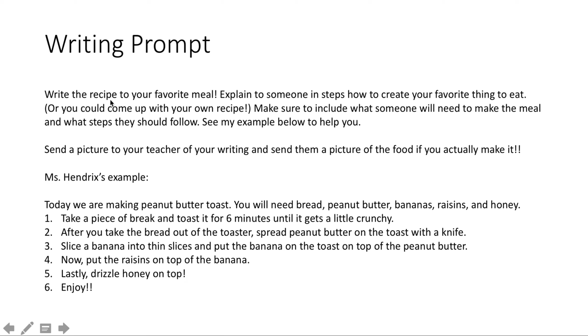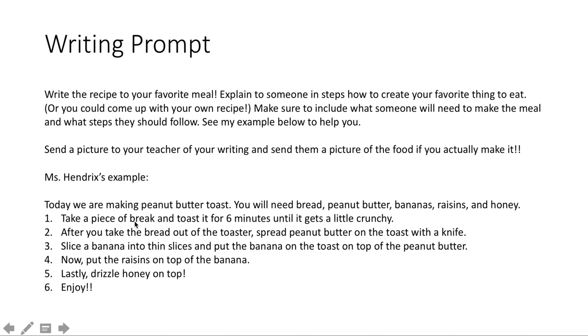So you're writing the recipe to your favorite meal. You're going to explain to someone how they would make this. You're going to make sure to include what someone will need to make the meal. So that's ingredients or any tools that they might need and what steps they should follow. So I want you to send a picture of what you write to your teacher. But if you also make this food, send them a picture of that too. I'm sure they'd love to see it. So this is my example. So this is my writing prompt.